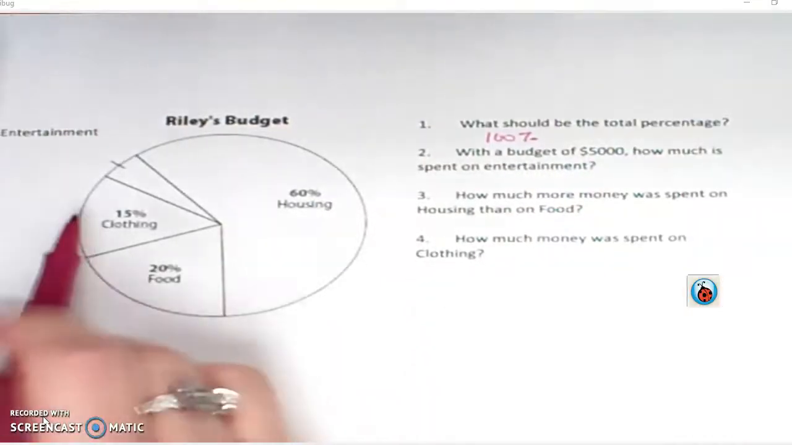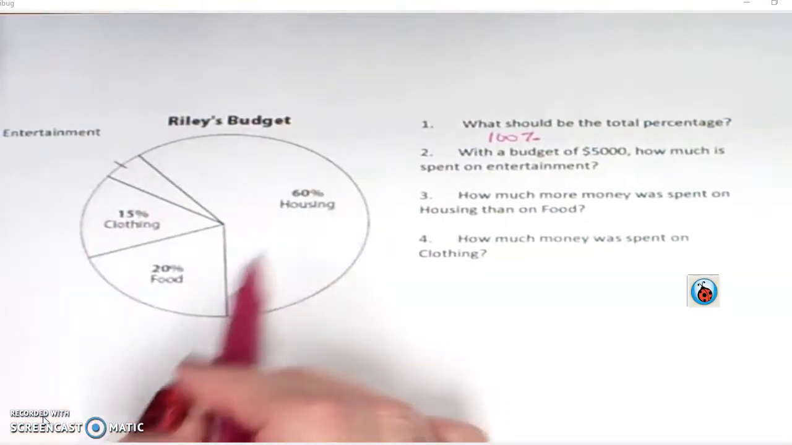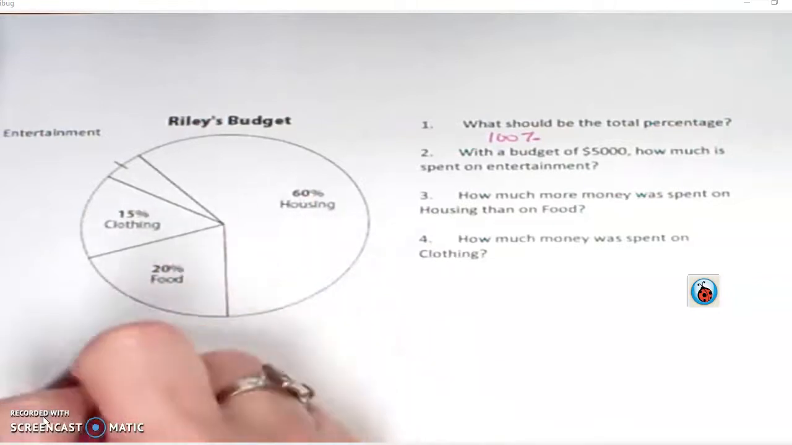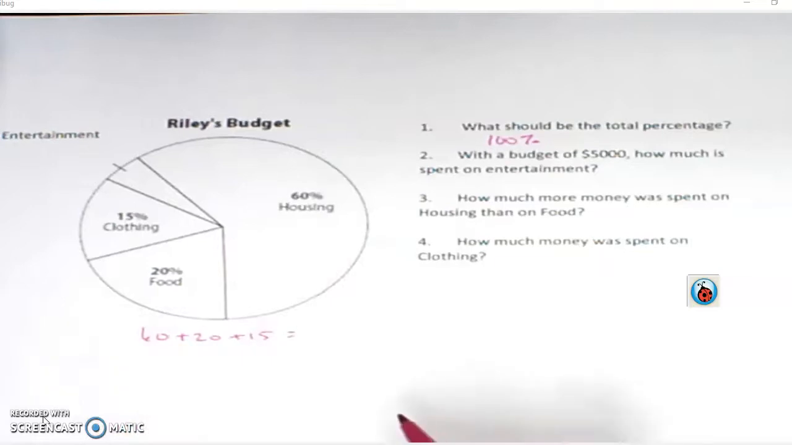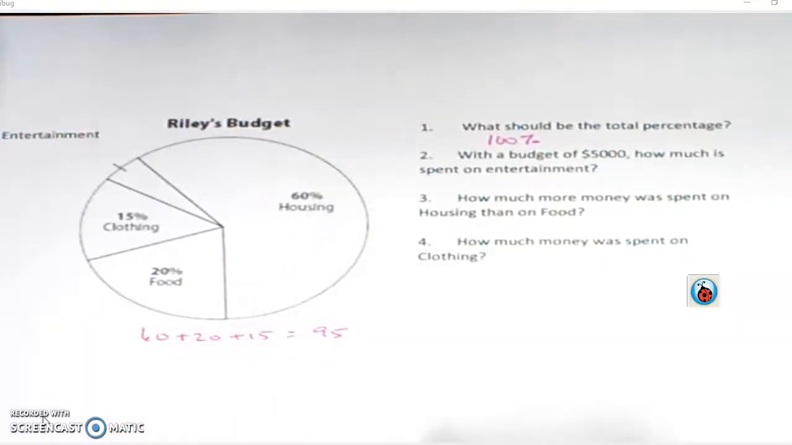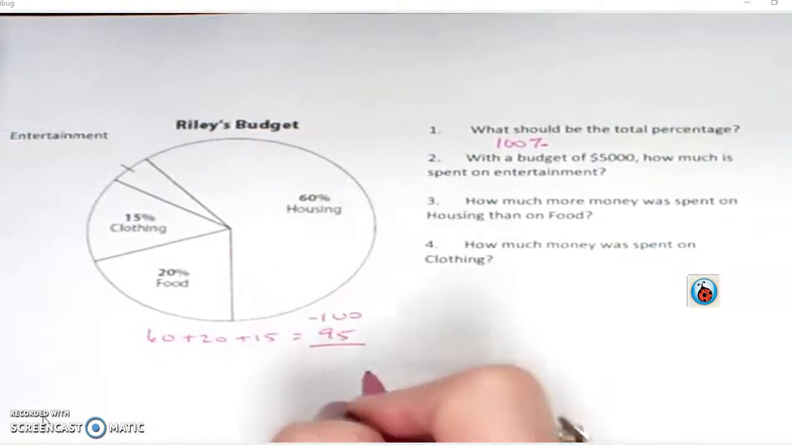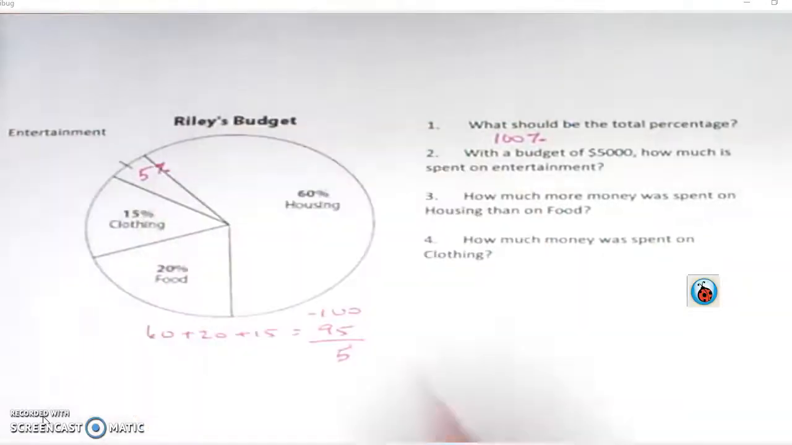So if I want to figure out what is entertainment, I'm going to take all my current percentages, 60 plus 20 plus 15 would give me 95. If the whole thing is supposed to be 100, that means the leftover is 5%.